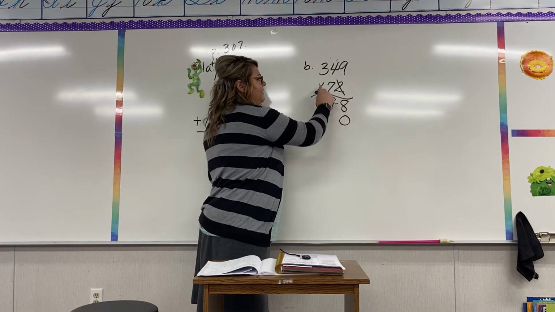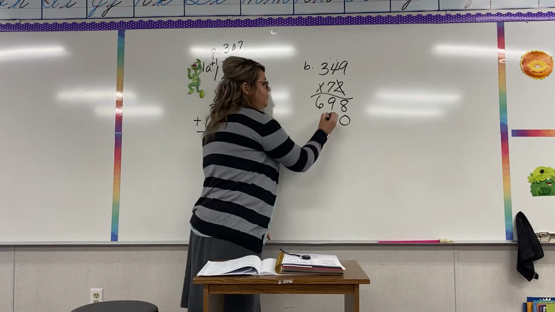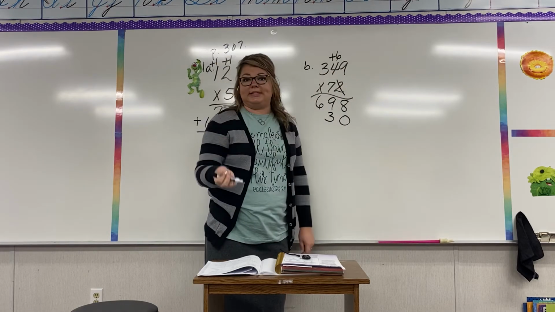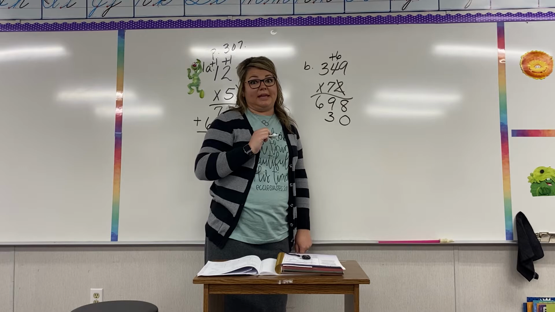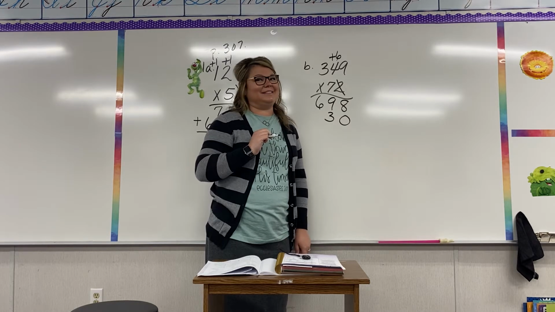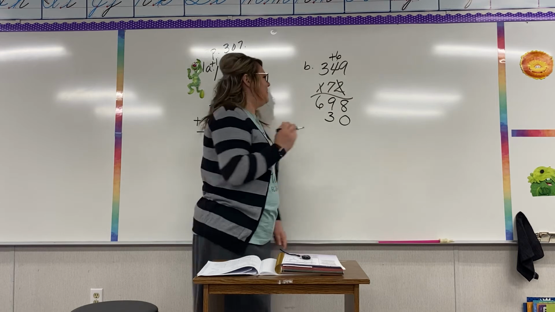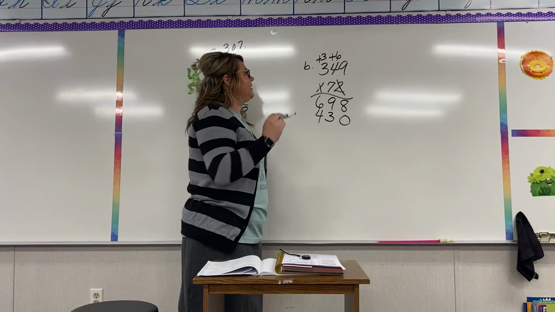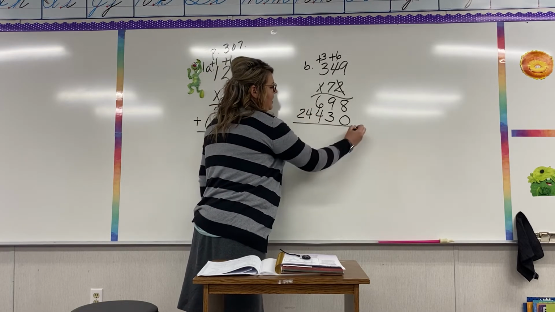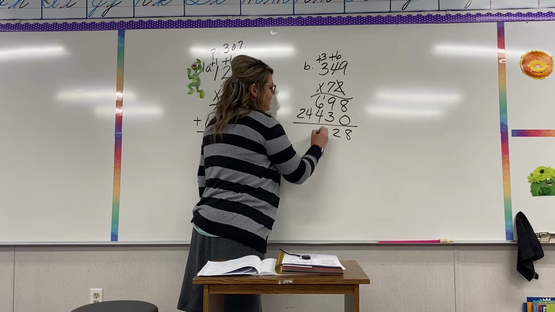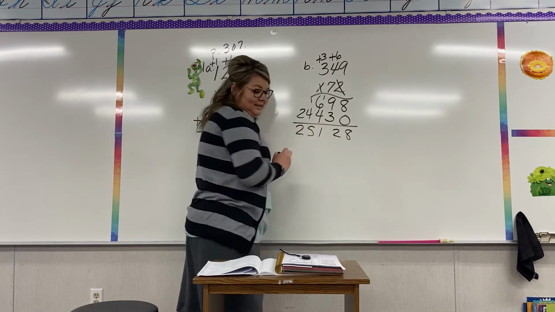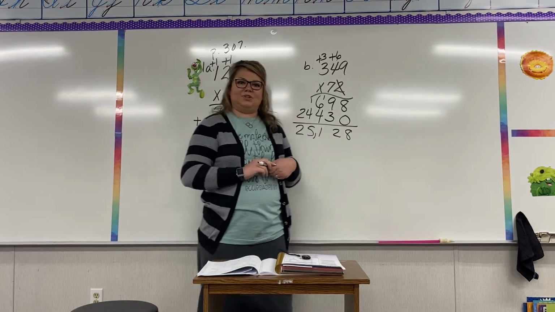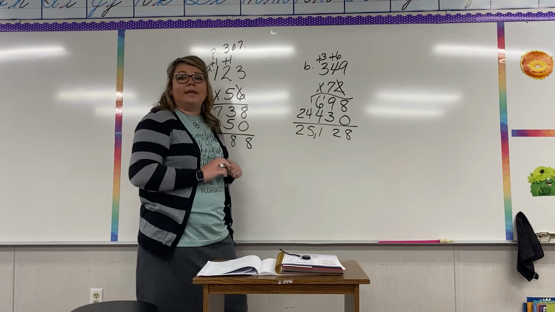And now let's say 7 times 9 is 63. So we put down our 3, carry our 6. 7 times 8 is 28. Plus 6 would be, do you know, 28 plus 6 is, are you ready? 34. Put down our 4, carry our 3. And then 7 times 3 is 21, plus 3 is 24. All right, here we go. We add it, and we get a pretty big number here. 25,128 is your answer.